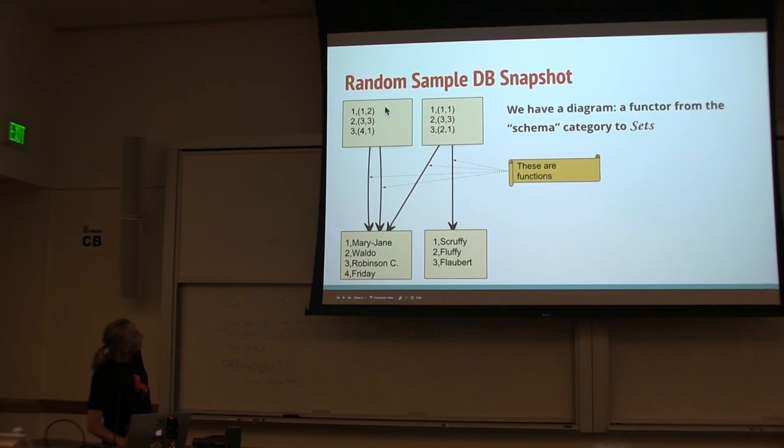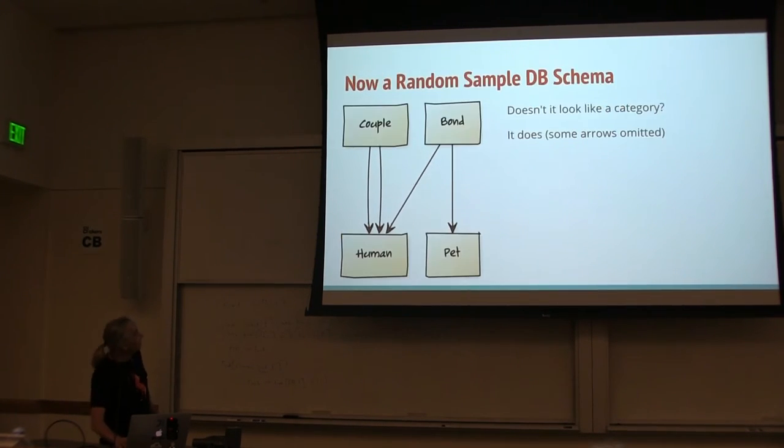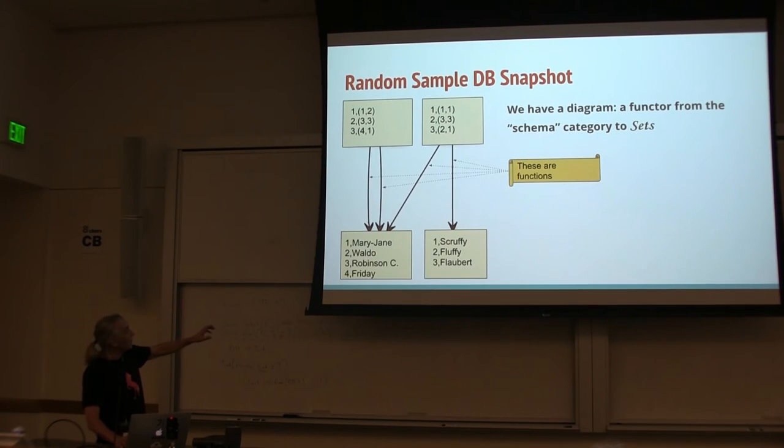Well, first, here's an example, right? We have these humans, Mary Jane and Walter Robinson, Cruiser probably, and Friday. And these pets, Scruffy, Fluffy, Flaubert, parrot, right? And we have these things. They have numbers so that we can specify those mappings. And these are functions, meaning everything here is mapped this way here and this way here. So this is a diagram. This is a specific implementation of this schema, except that it's probably too complicated to explain the logic.